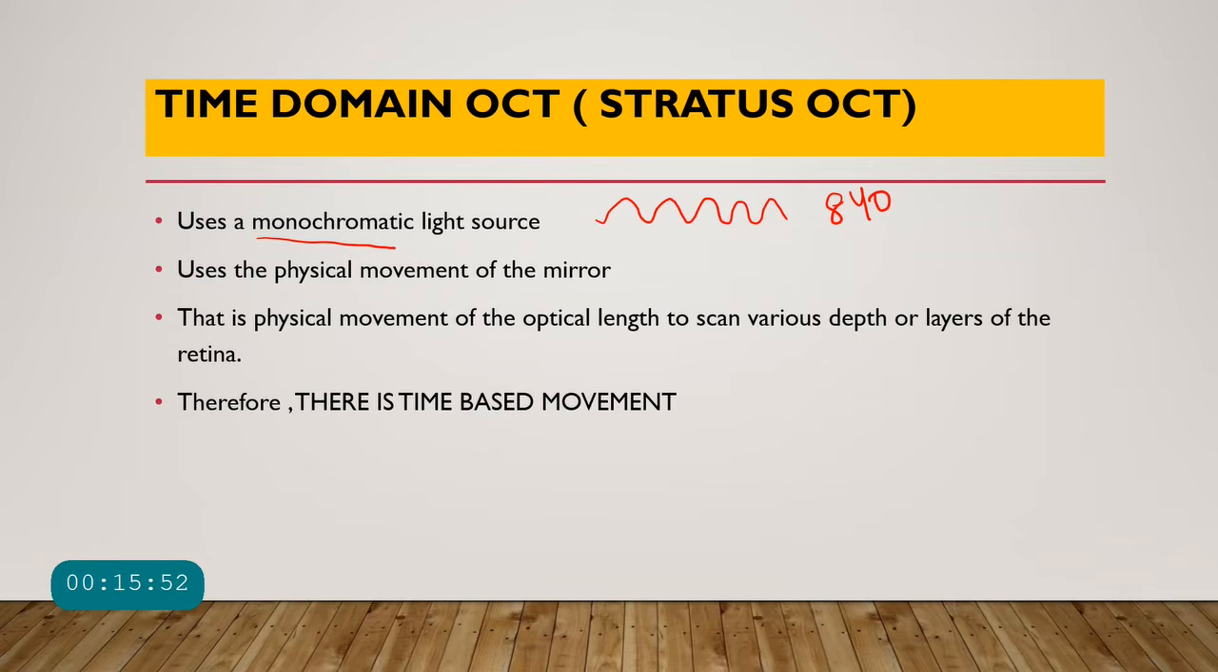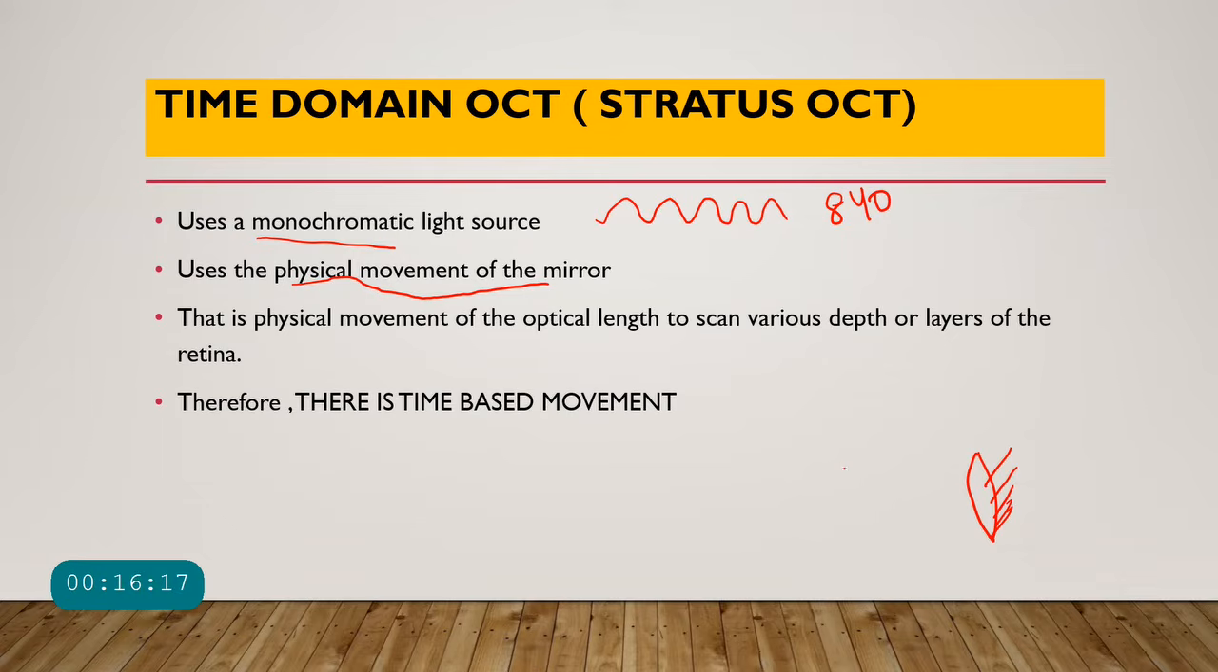840 nanometers. Now it is called time domain OCT because there is a mirror, the reference mirror that I talked to you about recently. That reference mirror can actually move in a time domain OCT. And why does it move and how does it move, I will explain to you in a while. So there is a physical movement of the optical length to scan various depth or layers of the retina.